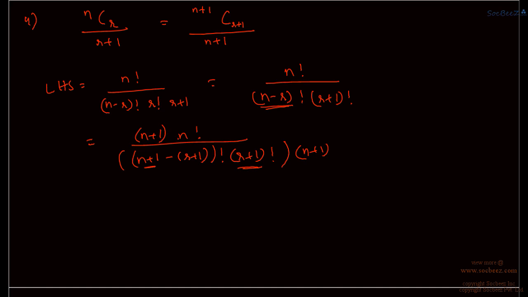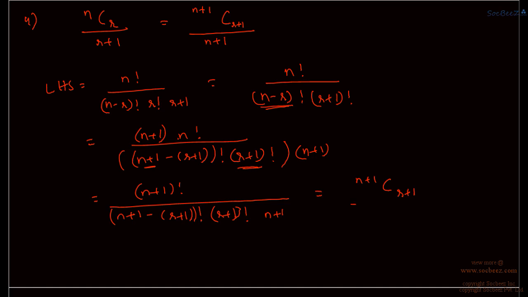Now n factorial into n plus 1 is nothing but n plus 1 factorial. So I have n plus 1 factorial by n plus 1 minus of r plus 1, the whole factorial, into r plus 1 factorial into n plus 1. That is nothing but n plus 1 C r plus 1 by n plus 1, right?